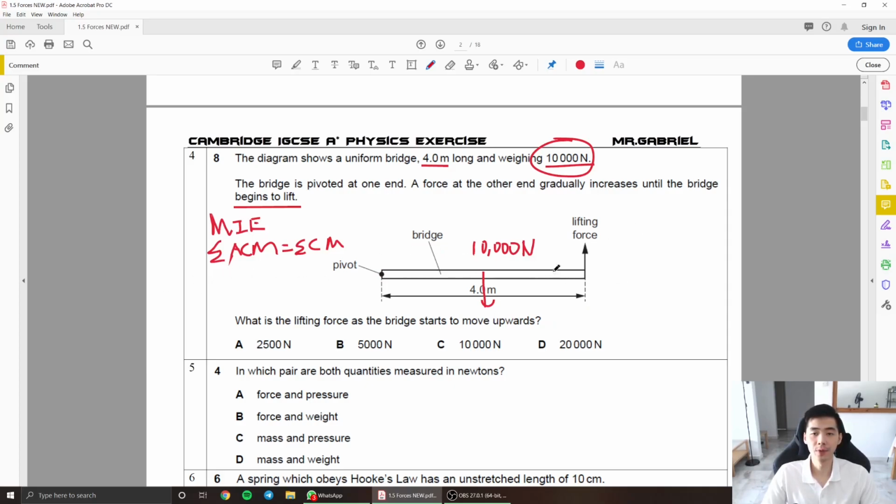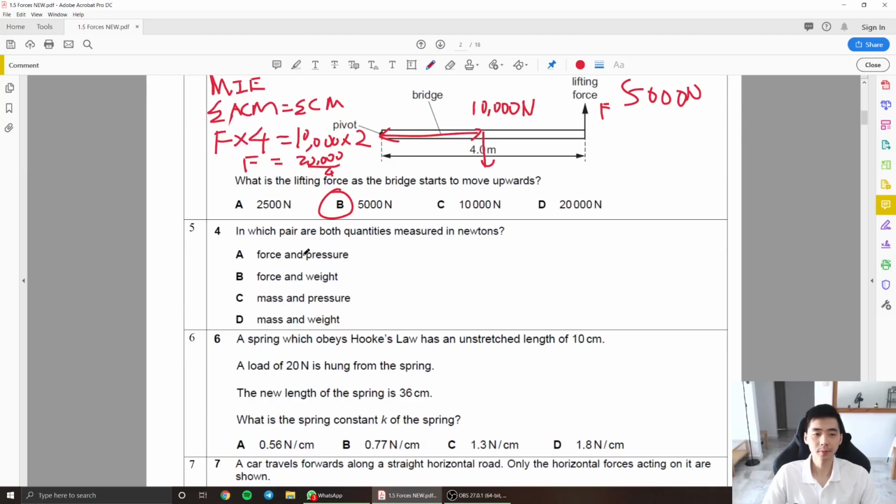From here, since force times distance is moments, right? The F here, this is your F, multiplied by your distance, which is going to be 4. It's equal to your 10,000 newtons, multiplied by the distance to the pivot, which is going to be this 2 meters here, right? From here, press everything into the calculator, you'll get that F is equal to 20,000 divided by 4, which is essentially going to be 5,000 newtons. You need 5,000 newtons here to lift this bridge upwards.